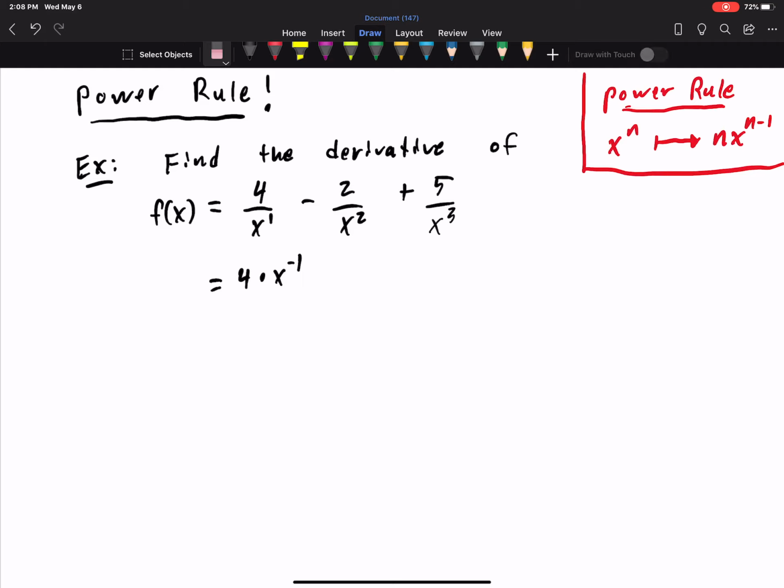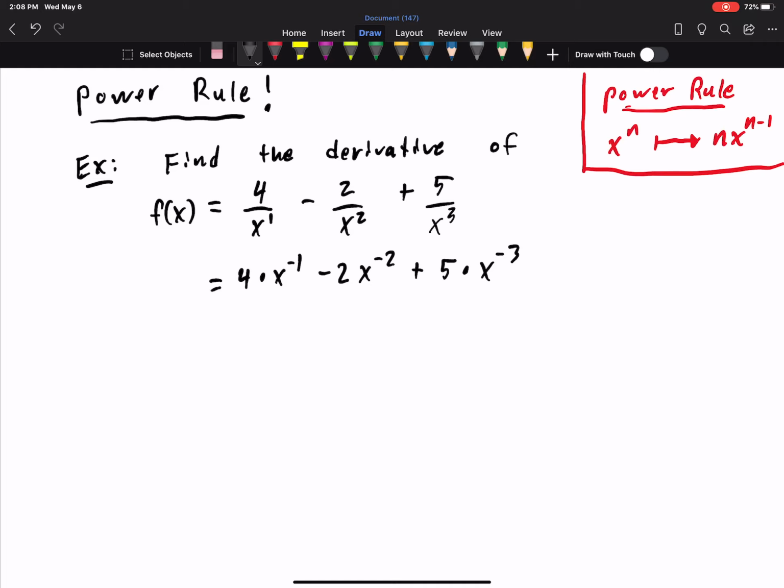All right, do the same thing in the second term. So this minus 2 gets to stick around. Then you have x to the minus 2 power by bringing the thing in the denominator up to the numerator and negating the exponent. And we do the same thing here with this 5. So we have 5 times x to the minus 3. All we did was bring the power in the denominator, the stuff in the denominator, up to the top, and negate the power. That's all we did.